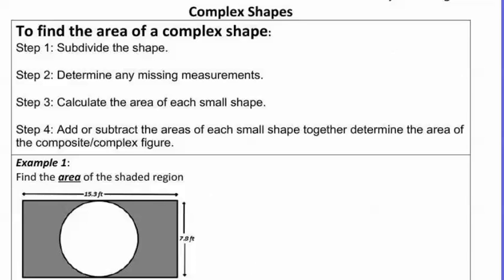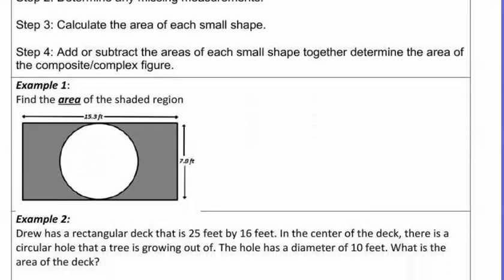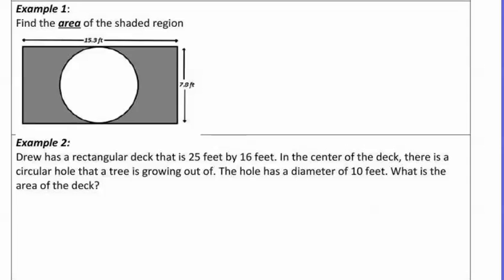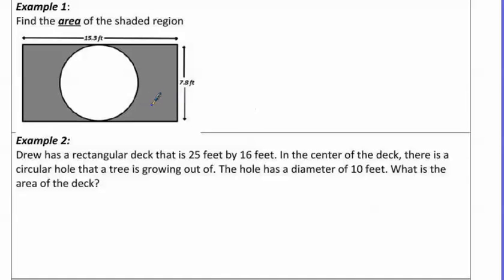Let's talk about complex shapes. To find the area of a complex shape, first subdivide the shape. Second, determine any missing measurements. Third, calculate the area of each small shape. And step 4, add or subtract the areas of each small shape together to determine the area of the composite or complex figure. In example 1, I want you to find the area of the shaded region.